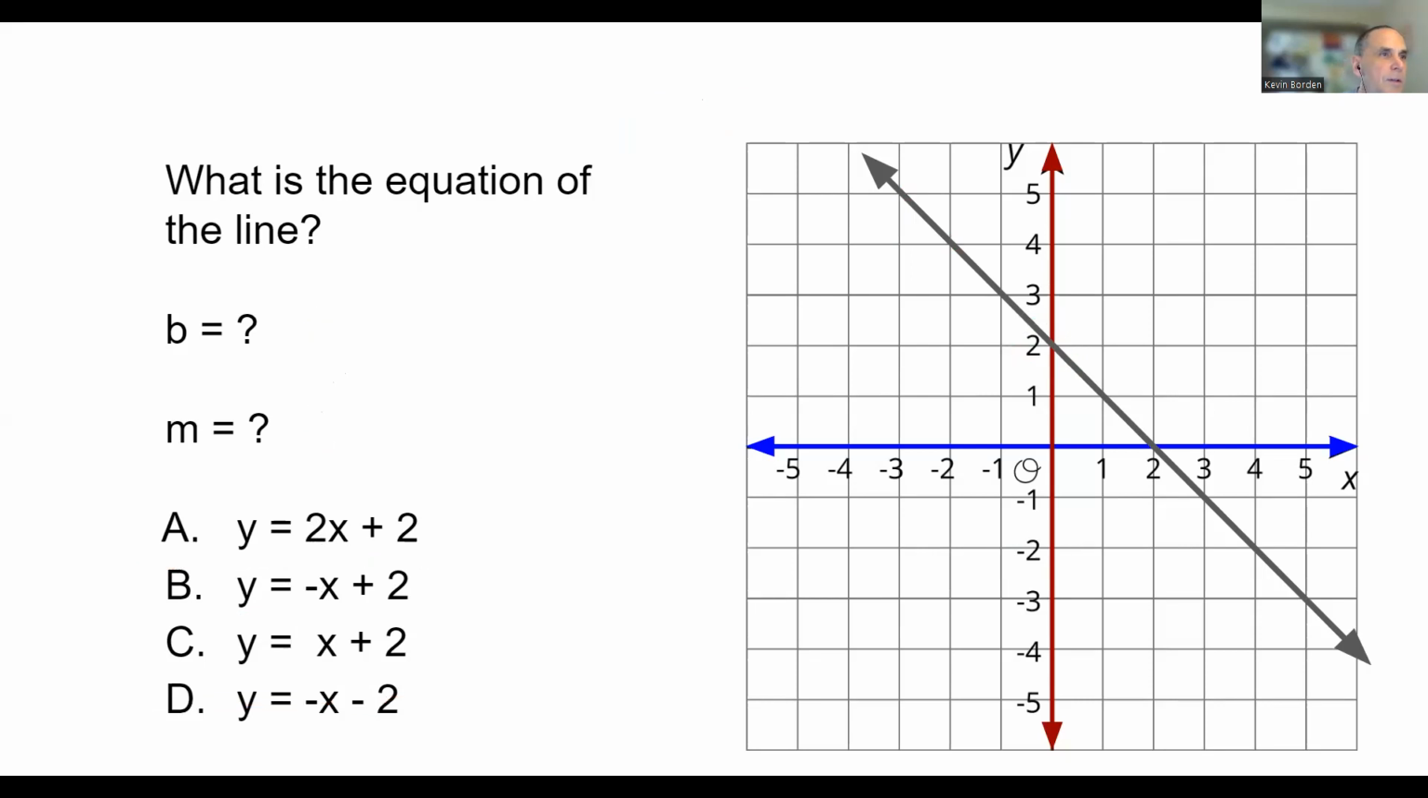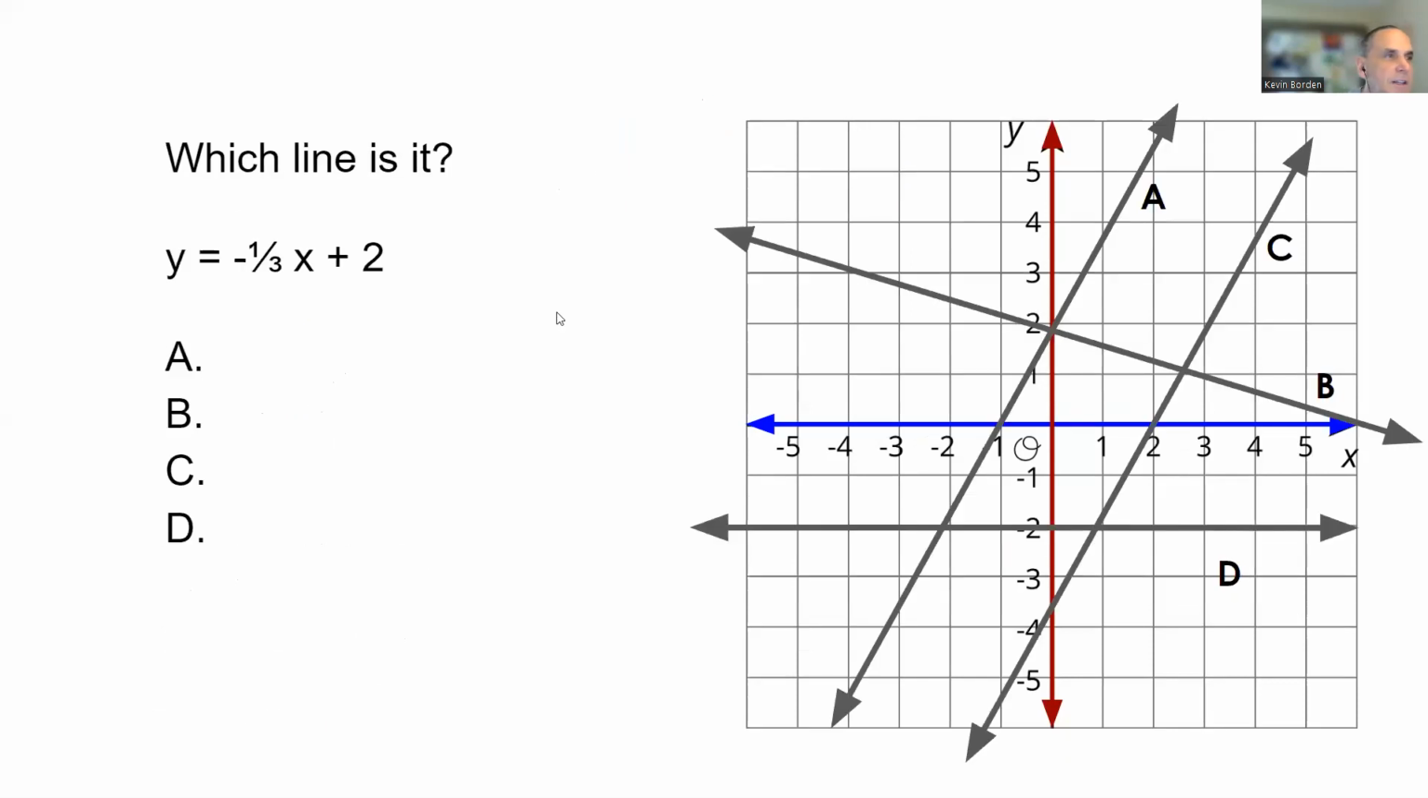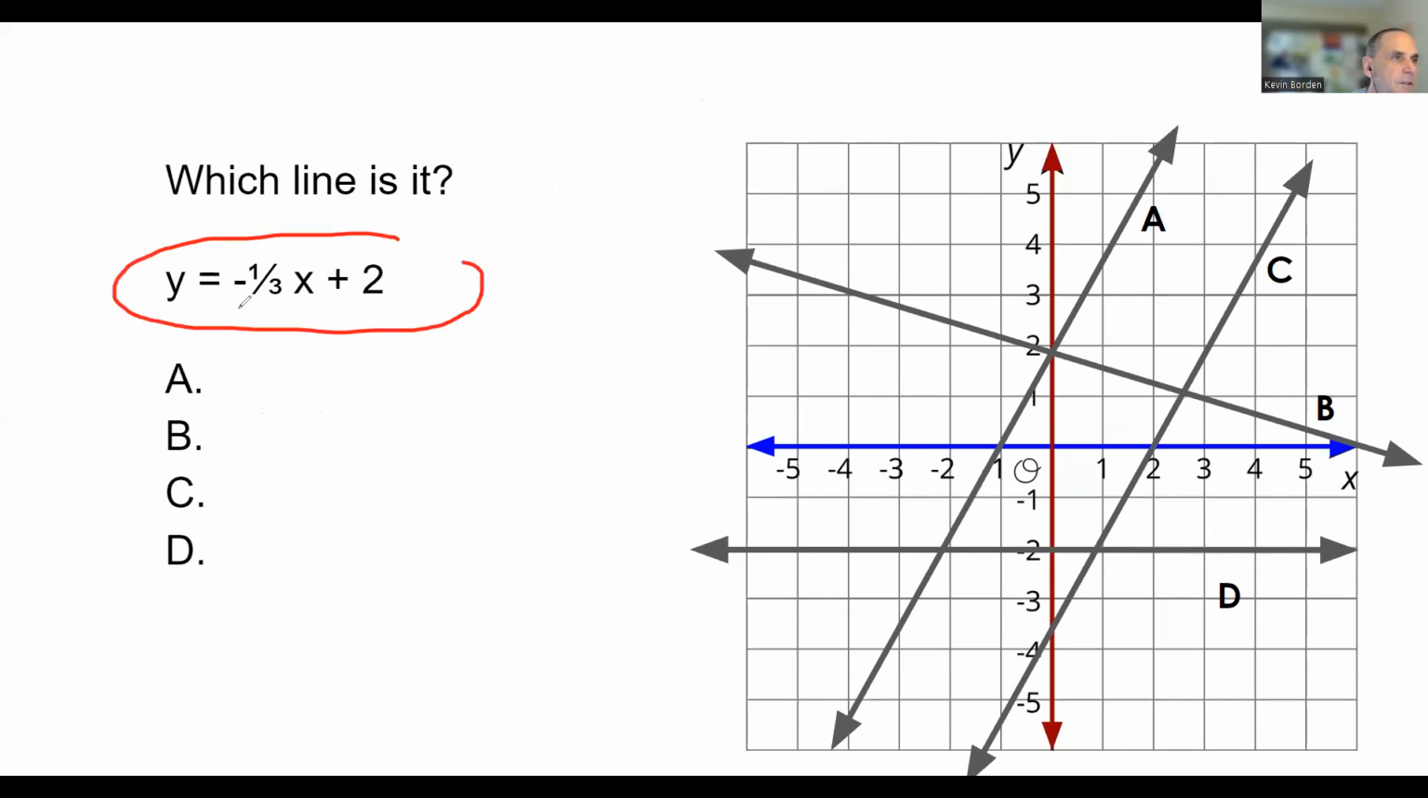All right, one more type of problem. Which line is it? So we're given an equation. This equation tells us the slope of the line, -1/3. It tells us the y-intercept. So let's look at these 4 lines that are given to us as options. And first, notice which ones go through +2. Well, this is +2 right here, and only A and B go through +2. So we can rule out C, we can rule out D, and we're choosing between A and B.